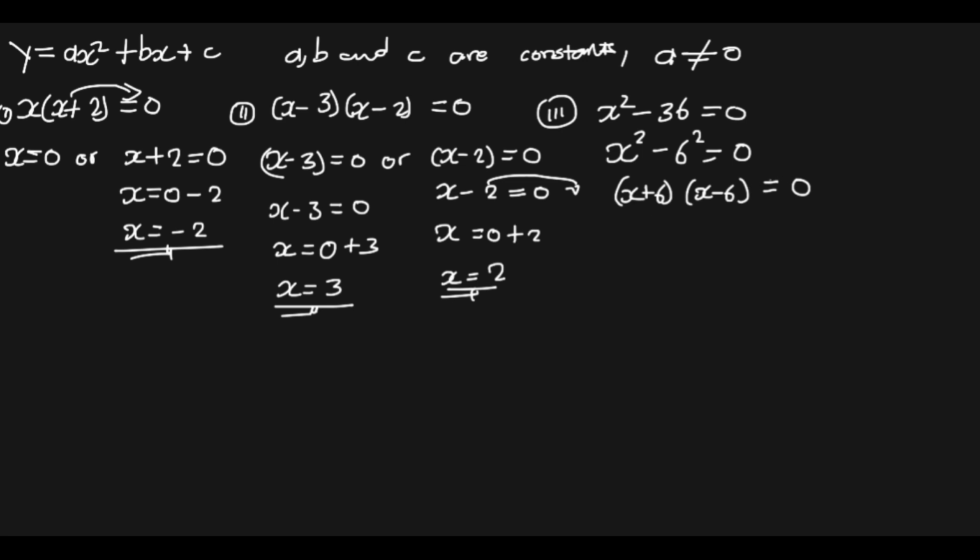Then from there, we are done with factorization. We are going to equate each part to 0. The first part is x plus 6 is equal to 0. Then the other part is x minus 6 is equal to 0. From there, we move our positive 6 to the other side, giving us x is equal to negative 6. Then for the other one, if we move our negative 6 to the other side, we get x is equal to positive 6.